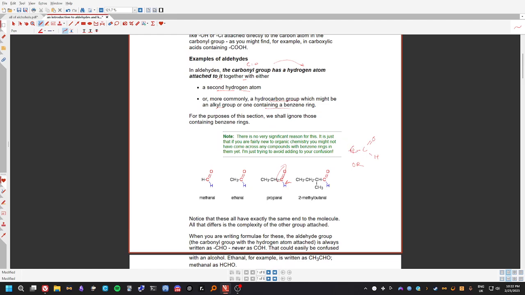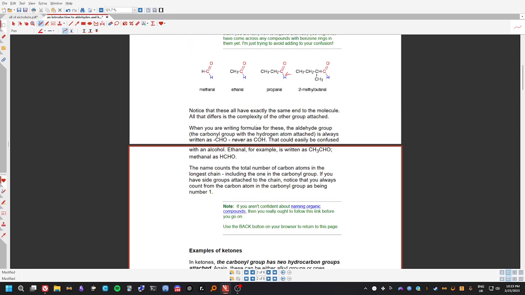So this could either be another CH3, so this could be another alkane group, or alkyl, whatever you want to call it. This could be another alkyl group, which will lead on, or it can be part of a benzene ring, like it'll start forming a benzene ring like this. Okay, that's what I'm understanding by that. Anyways, we shall ignore the benzene rings. There is no significant reason for this. It's just if you're fairly new, then you might not come across compounds with benzene rings. I'm just trying to avoid it.